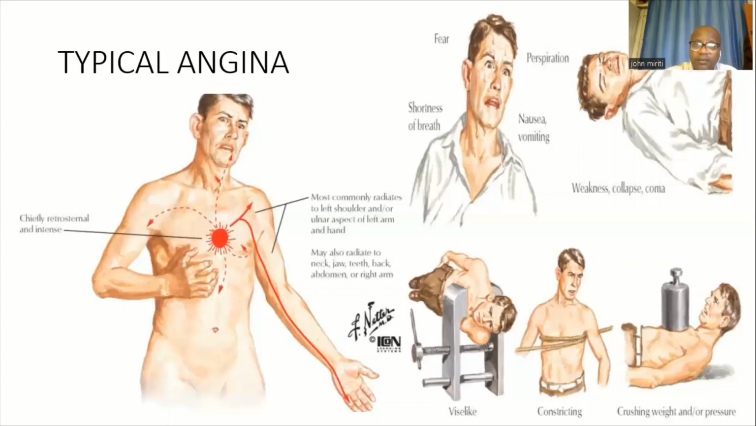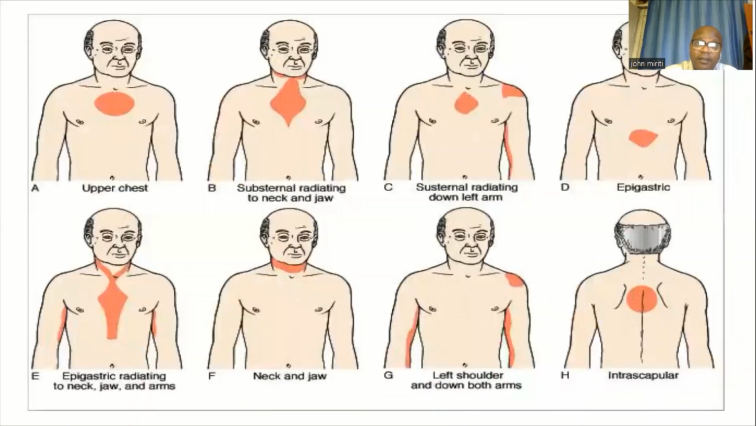And the patient comes to the clinic bending forward. There is shortness of breath, nausea and vomiting, weakness, sometimes coma, and sometimes difficulty breathing, like perspiration. The patient feels as if the chest is being squeezed from the anterior and posterior aspects, or as if somebody is sitting on the chest, or something is constricting the chest. That is how it appears.